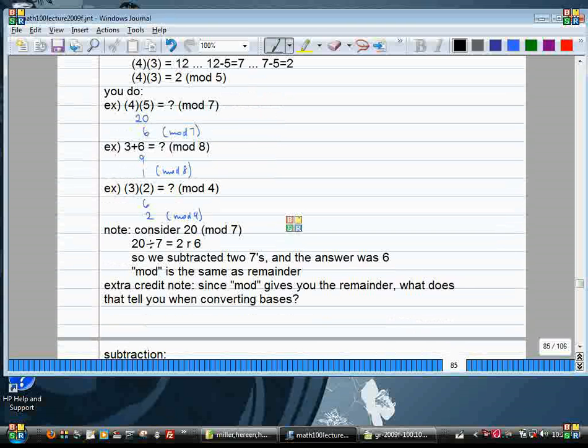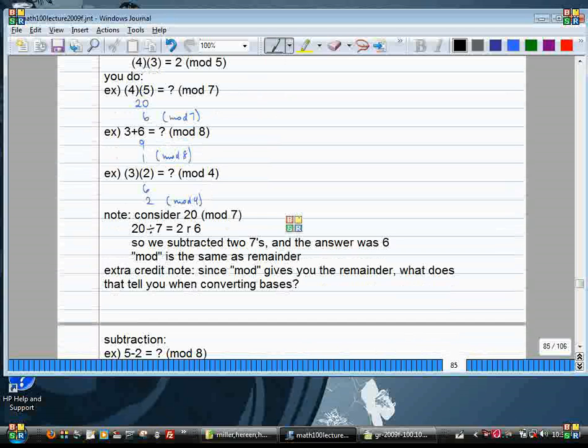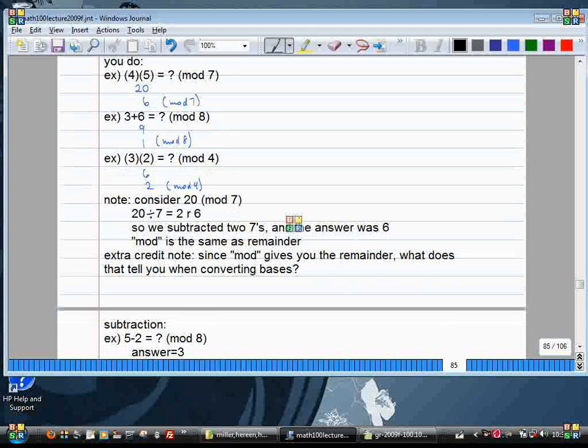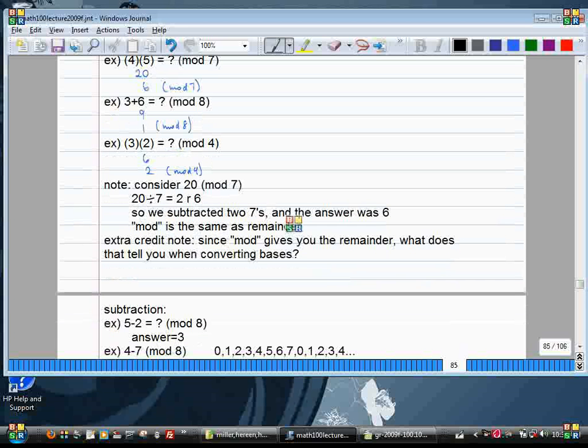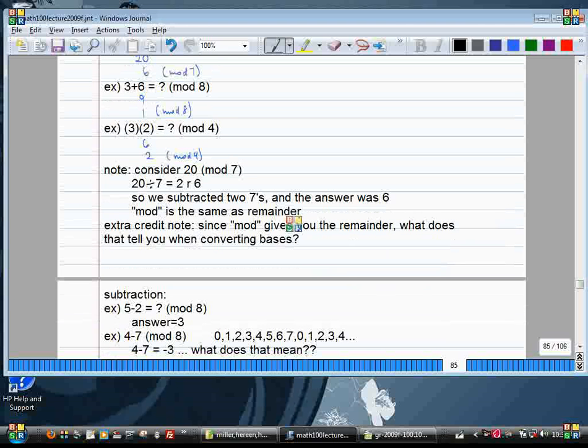Okay, so the next bit is, we've already talked about addition and multiplication. Now we're going to pick it up a notch and talk about first subtraction. So how do we do subtraction? Well, what's 5 minus 2 mod 8? 3. Well, that one's easy because you do 5 minus 2, you get 3, and then you're done. There's nothing interesting to think about. Now what is 4 minus 7 mod 8? Well, 4 minus 7 is negative 3. What does that mean?